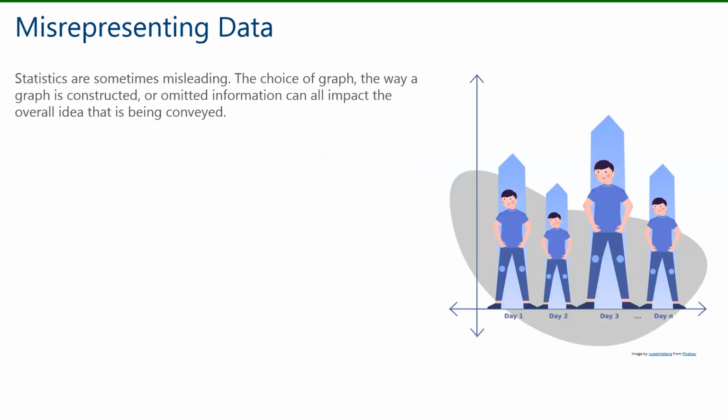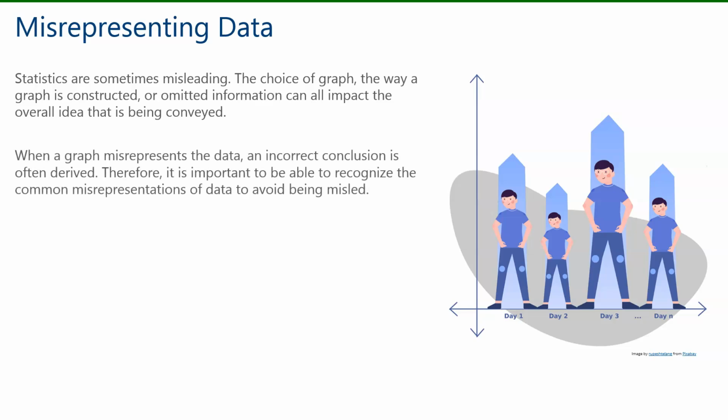Statistics are sometimes misleading. The choice of graph, the way a graph is constructed, or omitted information can all impact the overall idea that is being conveyed. When a graph misrepresents the data, an incorrect conclusion is often derived. Therefore, it is important to be able to recognize the common misrepresentations of data to avoid being misled. In this section, we will analyze the various characteristics of numerous graphs.